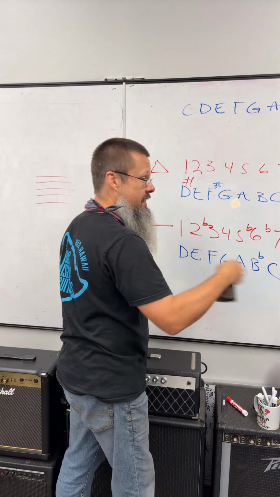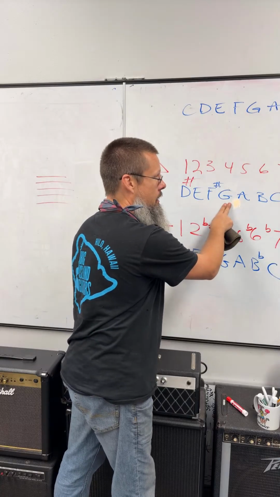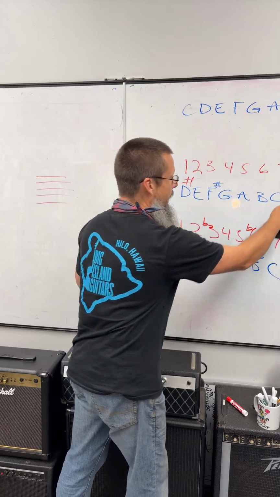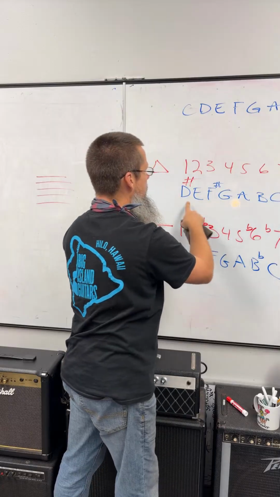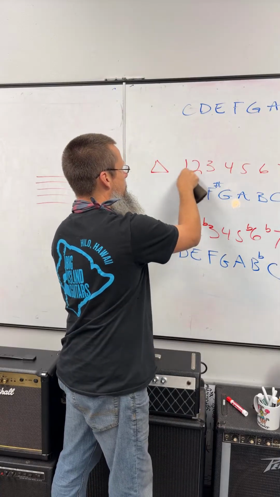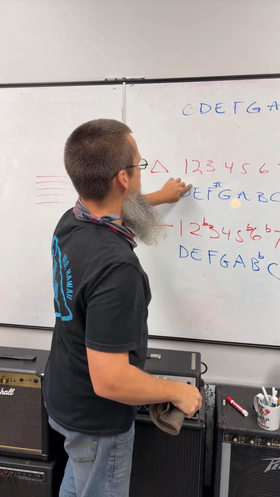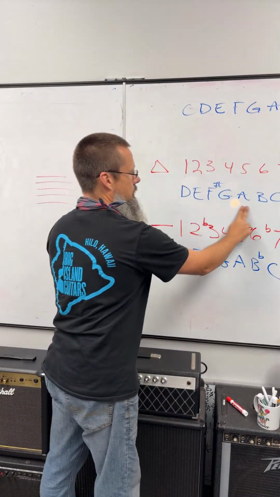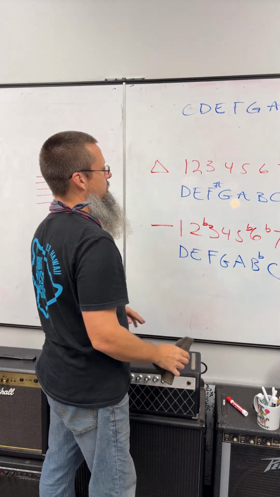Say it with me. I diminish the third. Flat the third. Okay, flat. I flatten the third, the sixth, and the seventh. Yes. Why? Why does this make sense here?